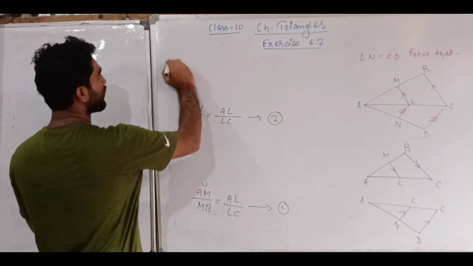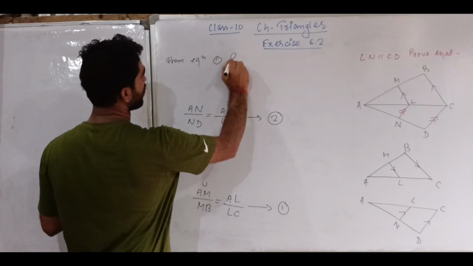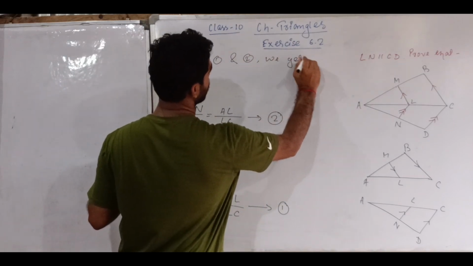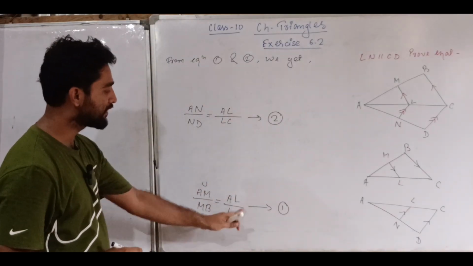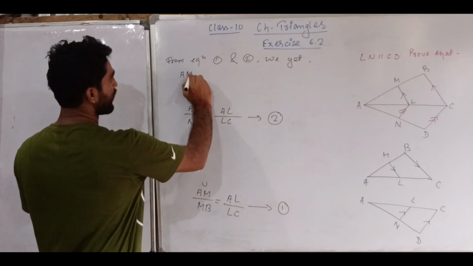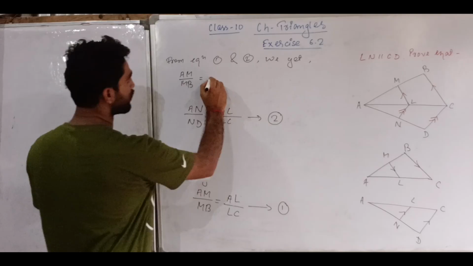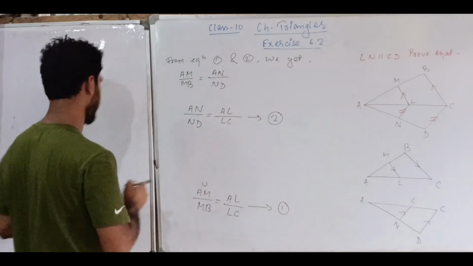So we can say from equation 1 and 2 we get... So from equation 1 and 2, what will we get? See, the right hand sides are the same, so we can equate the left hand sides. So we can write AM divided by MB is equal to AN divided by ND.